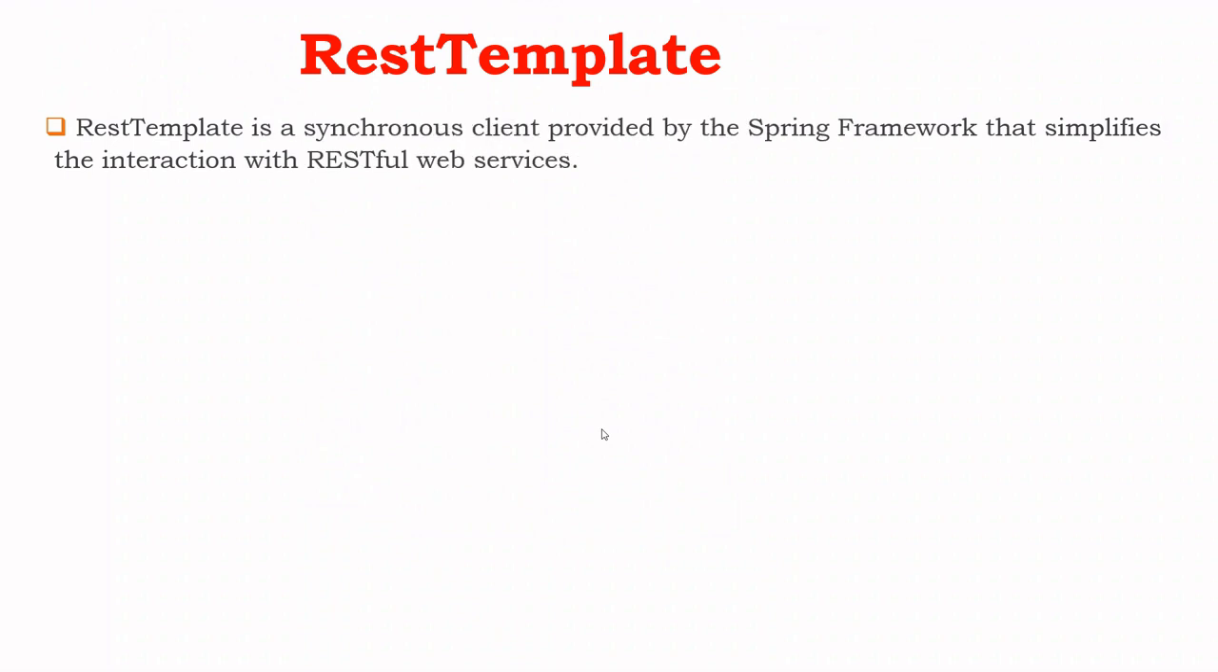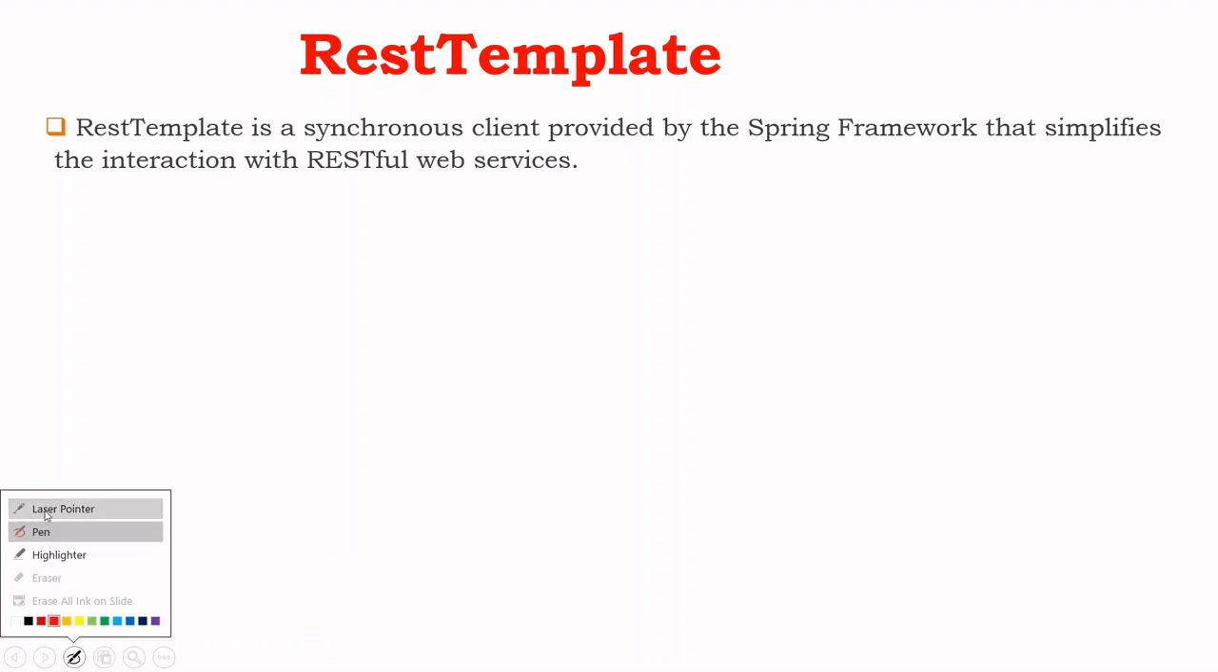So firstly, we'll try to understand what is REST template quickly. So REST template is a synchronous client provided by the Spring framework that specify the interaction with RESTful web services. So basically, we use this REST template, which is provided by the Spring framework, to communicate between two microservices to send a request and response between two microservices synchronously.